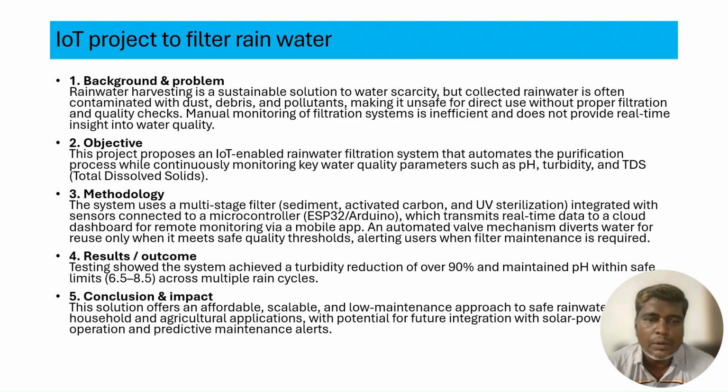And finally, the conclusion part: it's going to be an affordable, scalable, low maintenance approach. So these are some conclusions. And future irrigation with solar power operation and predictive maintenance alerts is the scope of the project. So it's a simple way to represent.